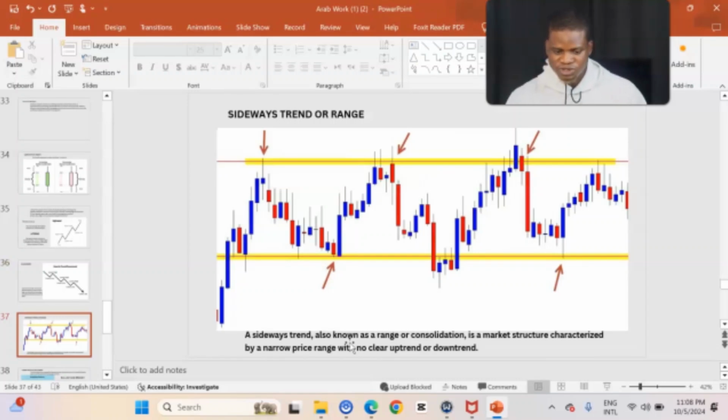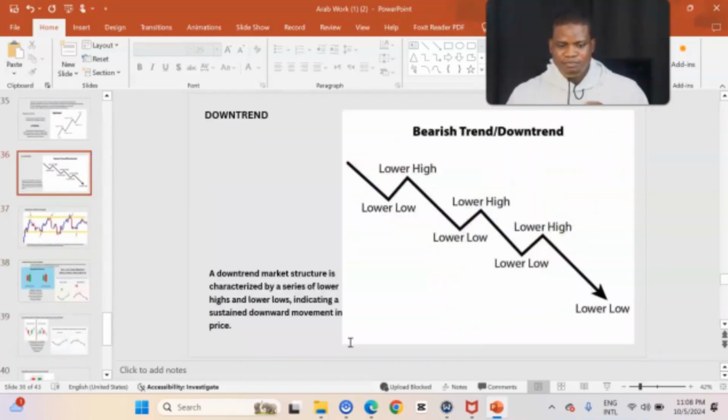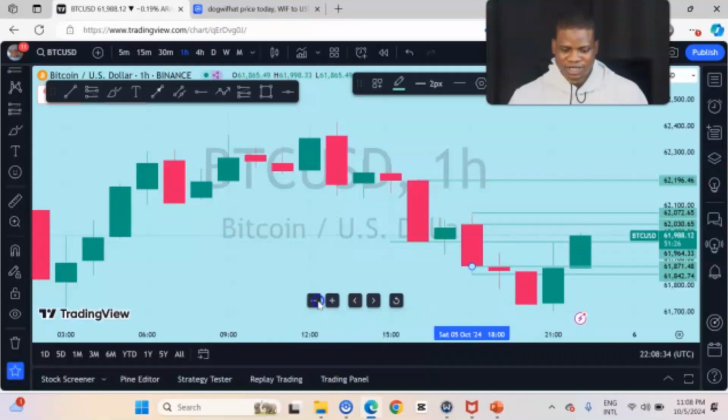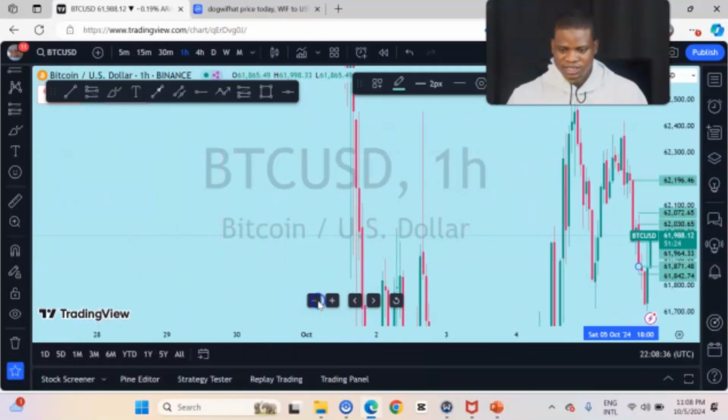And the sideways trend or range, which is a situation where the market is in a range of consolidation. A market structure characterized by a narrow price range with no clear uptrend or downtrend. So that is the three market structures we have. Is the market going up, which is uptrend, going down, which is downtrend, or is the market choppy, which is a ranging market? Do you see this? You see that this is a low, higher high, higher low, higher high, higher low, higher high. So now, let's look at our chart and identify these things.